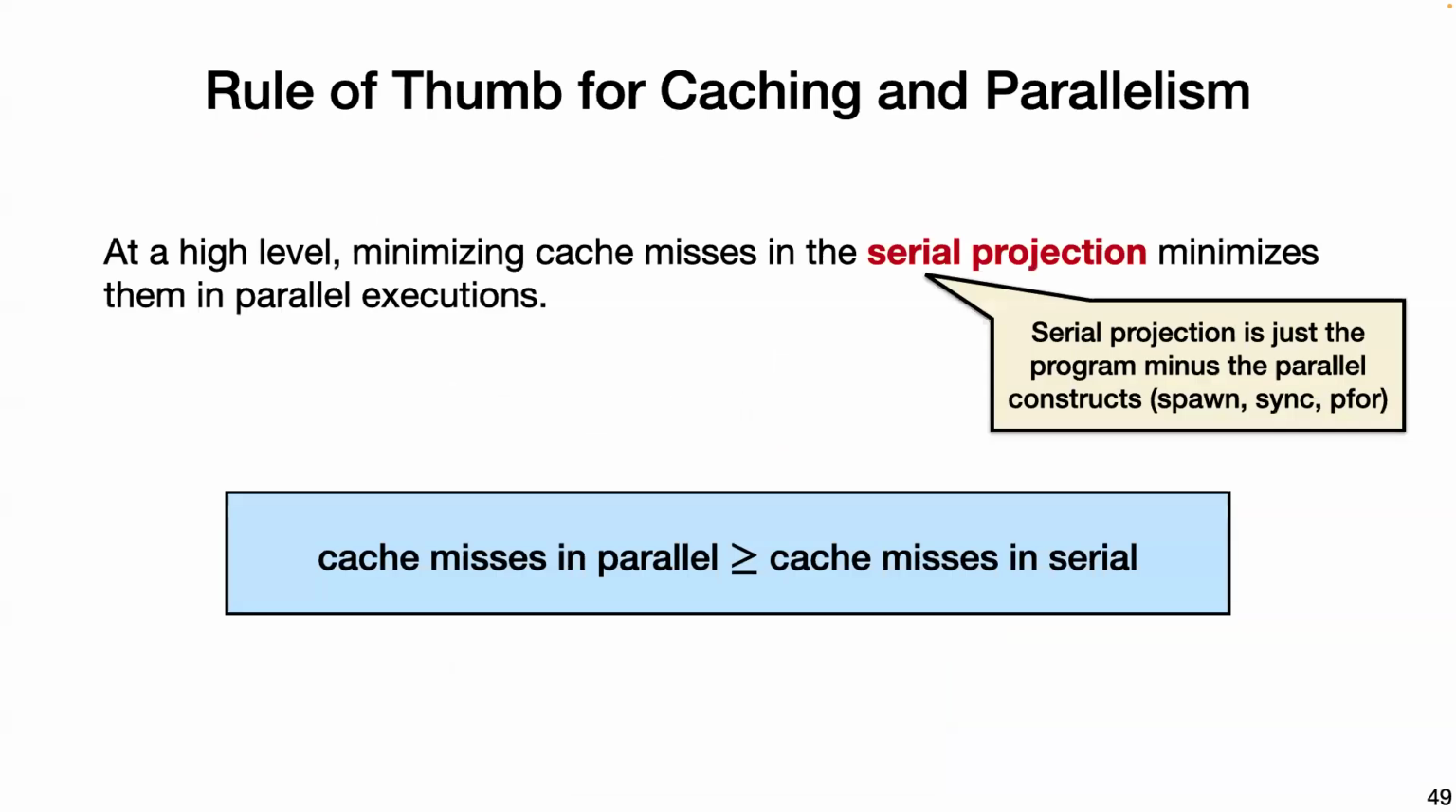So now we're going to talk a little bit about parallelism, like I promised. At a high level, if you minimize cache misses in the serial projection, you should minimize the parallel cache misses as well. The serial projection is what you get if you write a program with parallel constructs like spawn, sync, and for, and just remove the parallel constructs. You get a serial program, and it should still be right, ideally. If the parallel version was right, this projection is definitely right. You will only get at least as many cache misses in the parallel version as in the serial version, because the scheduler may move some stuff around and that's how you get more, but you cannot get less.